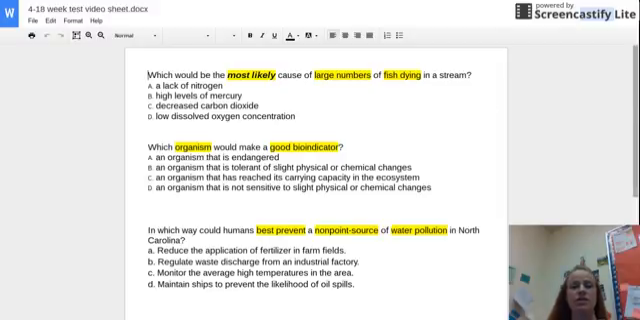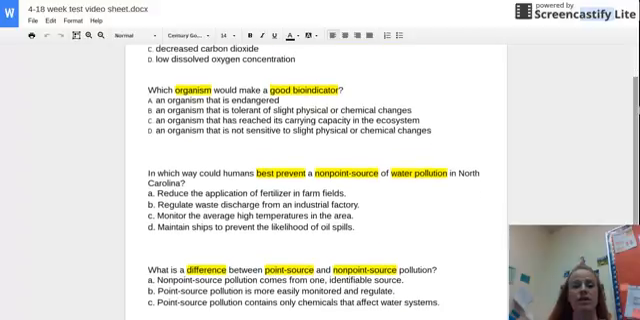Okay, so for the next question, it says, which organism would make a good bioindicator? First I underlined organism. I know that's a living thing, plant or animal. Good bioindicator: bio means life, and indicator means to point to something. So bioindicators are organisms that point towards life, okay? And they are good ways to tell us if there's pollution in the water.